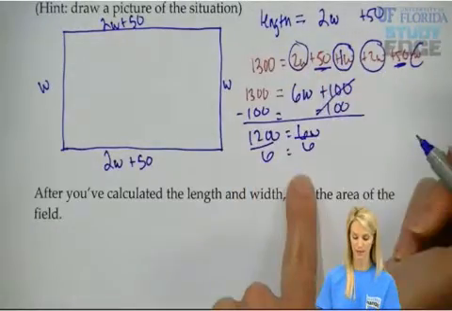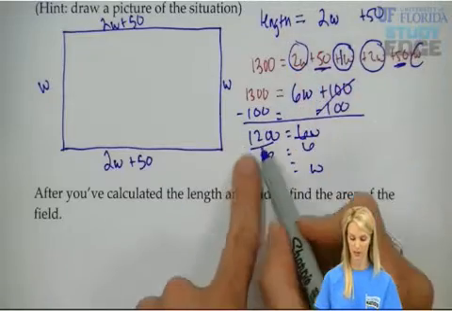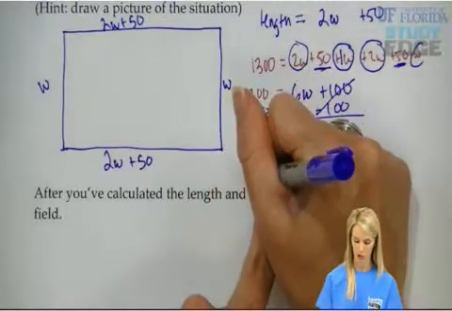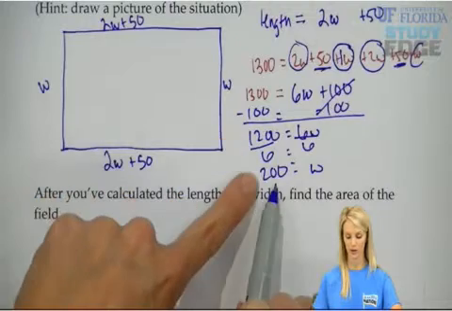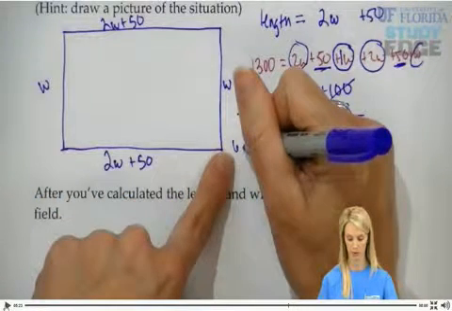Well, if we solve for W, what do we need to do? Divide each side by 6. We get W by itself. 6 goes into 12 two times. 6 goes into 1200, 200 times, right? We divide by the coefficient.